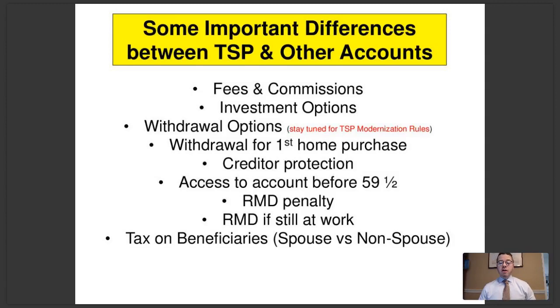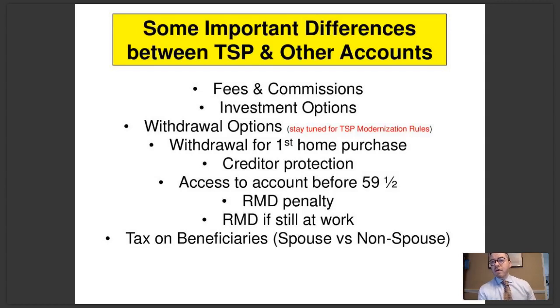So just a little bit layer of protection over there for creditors. Access to the money before 59 and a half. I mentioned this earlier, the liquidity need. There are some accounts that you don't have any liquidity restrictions. You could access the money right away, whether you're 20 years old, 30 years old, 40 years old, whatever it may be. Retirement accounts, you still have to wait until 59 and a half. The TSP also, you have to wait until 59 and a half.